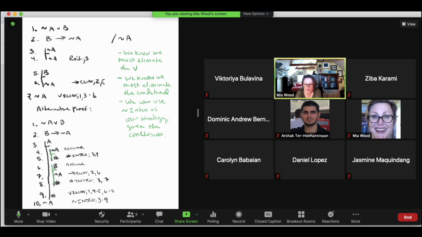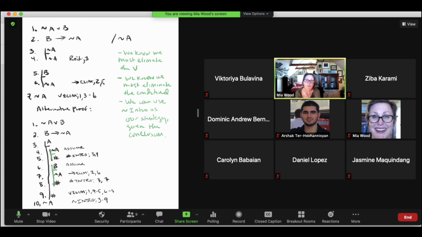Okay. Interesting. So Jasmine says working backward from the conclusion, in this case a negation intro, is the way to go. For Dominic and Victoria, it's the first. I don't think there's a right way to go. Even if you prefer, say, disjunction elim over negation intro, you're working backward in either case.